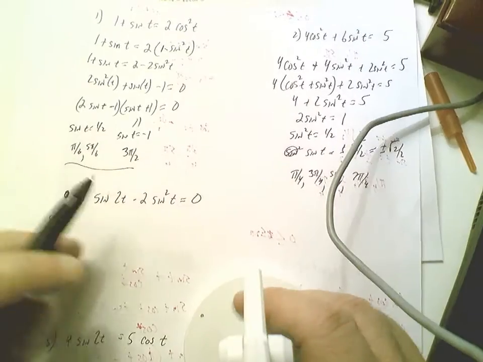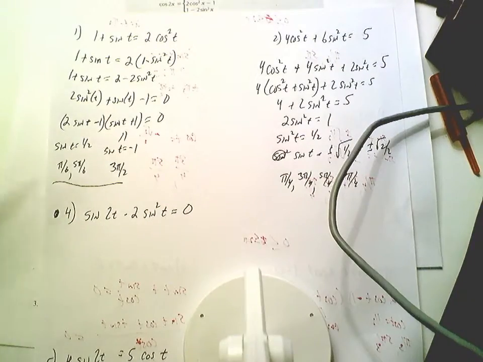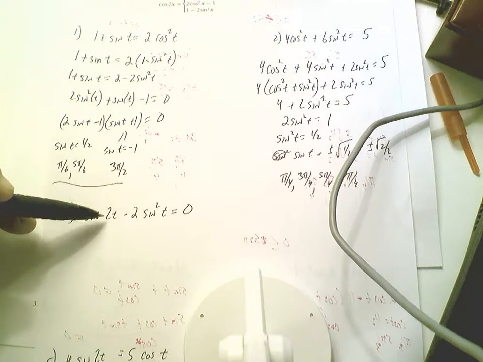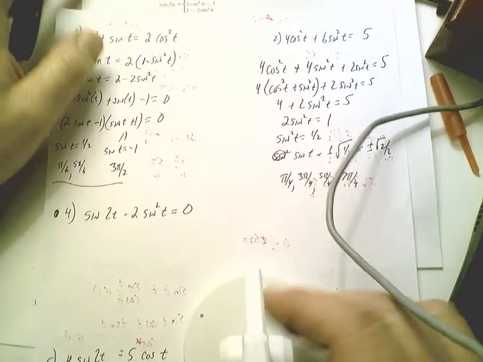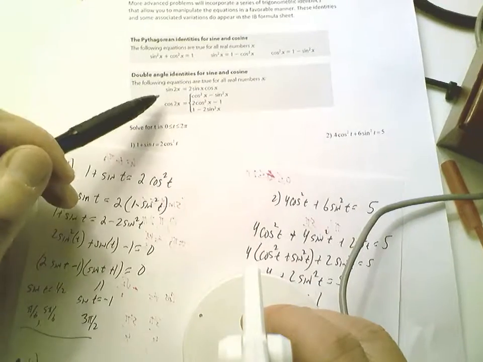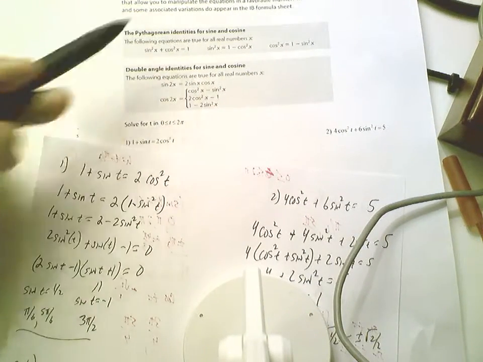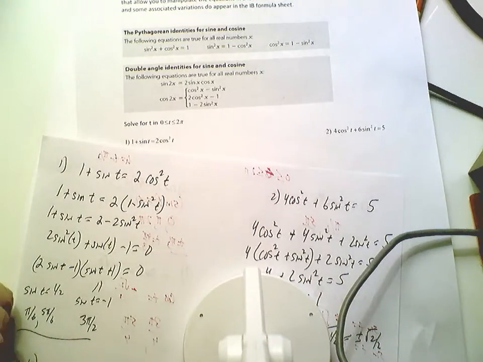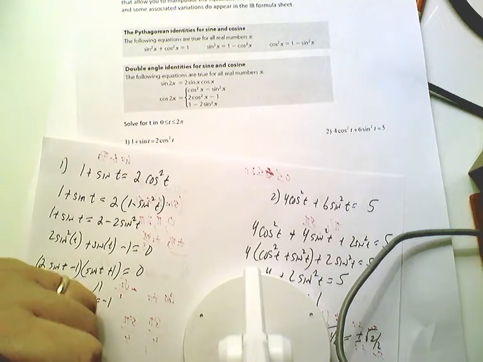Sine of 2t minus 2 sine squared of t equals 0. Attacking, anytime you see a double angle, try to eliminate it. It's going to help you. You want everything in terms of just one angle. So I want to rewrite sine of 2t. Fortunately, since it's a sine double angle, I only have one rewrite capability. 2 sine t cosine t minus 2 sine squared t equals 0.